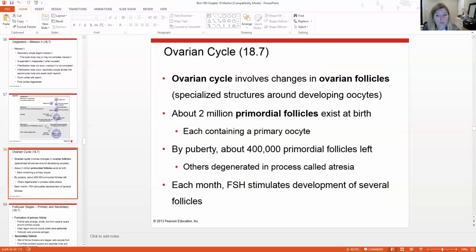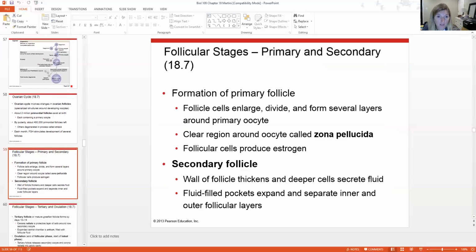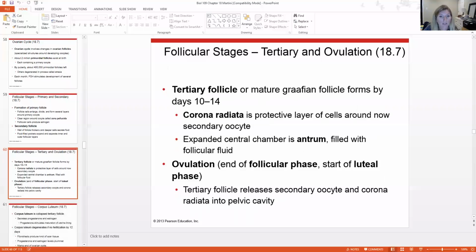Each month, FSH will stimulate the development of several follicles. So the primary follicle will develop, and the follicular cells enlarge, divide, and form several layers around the primary oocyte. There's a clear region called the zona pellucida. The follicular cells produce estrogen to help support the growing egg cell. The secondary follicle has another wall around our follicle, and it has fluid pockets that expand and separate into inner and outer follicular layers.